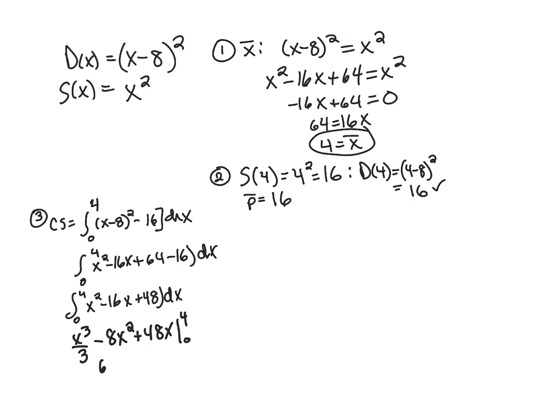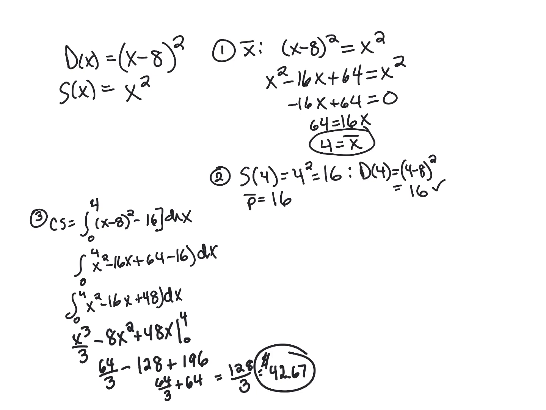We're going to get 64 over 3 minus 8 times 16 plus 48 times 4. 196 minus 128 gives me positive 64. This is going to give me 128 over 3. And this is money. So 42 2/3 dollars and cents. And there's my consumer surplus.